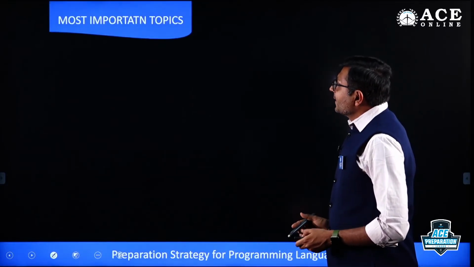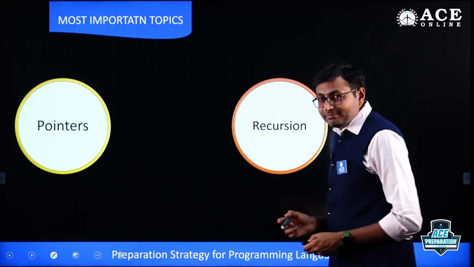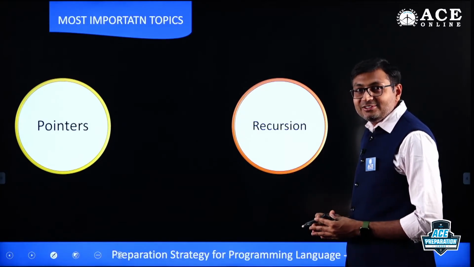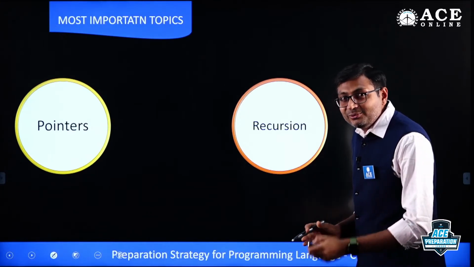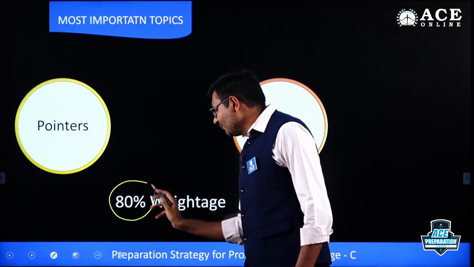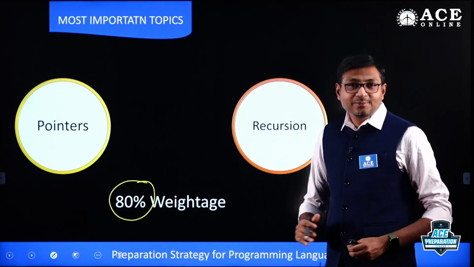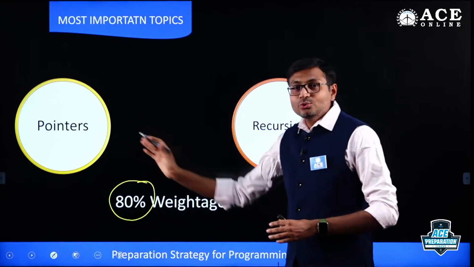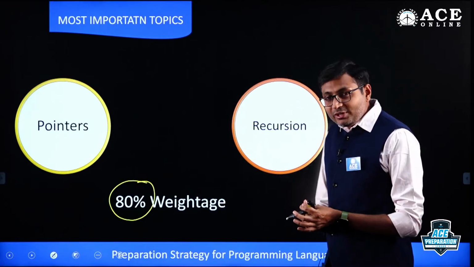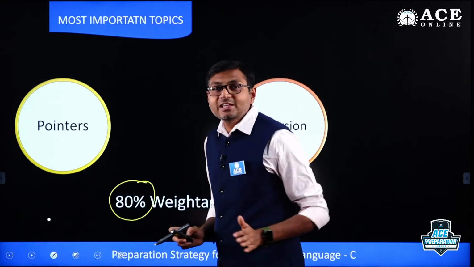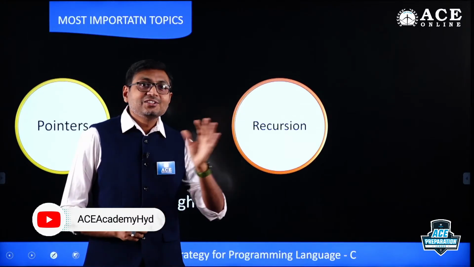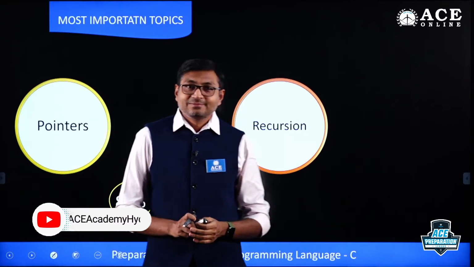Now, what are the most important topics out of these? They are these two: pointers and recursion. Why important? From the GATE perspective, it carries nearly 80% of the weightage. So, in PL, 80% weightage is given to these two topics. If you take any question paper from the last 10 years of GATE papers, you will find most of the questions on pointers and recursion only.